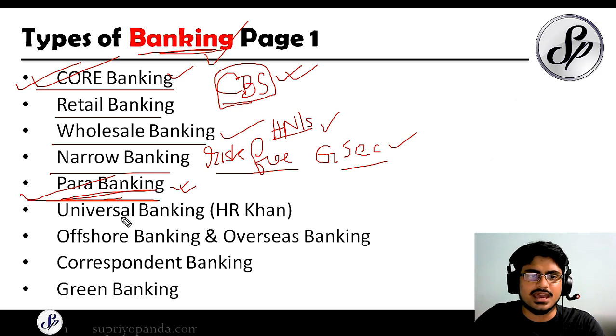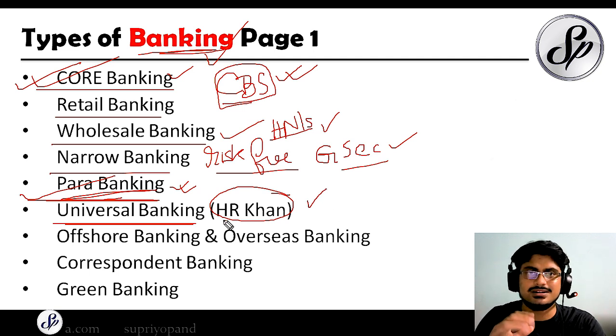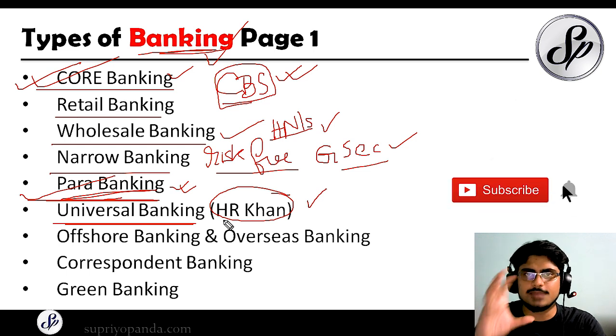And then we have the universal banking. So universal banking, what is it? It was actually based on the recommendations of the H.R. Khan committee. So remember the committee name. And universal banking, it is actually a recent concept. So in that type of banking, they want all types of banking into that one particular bank.